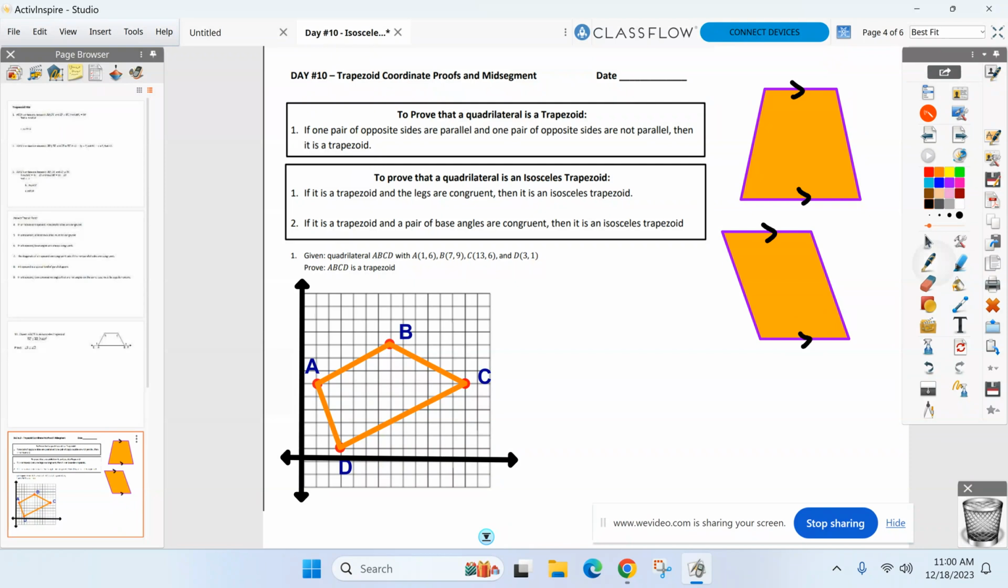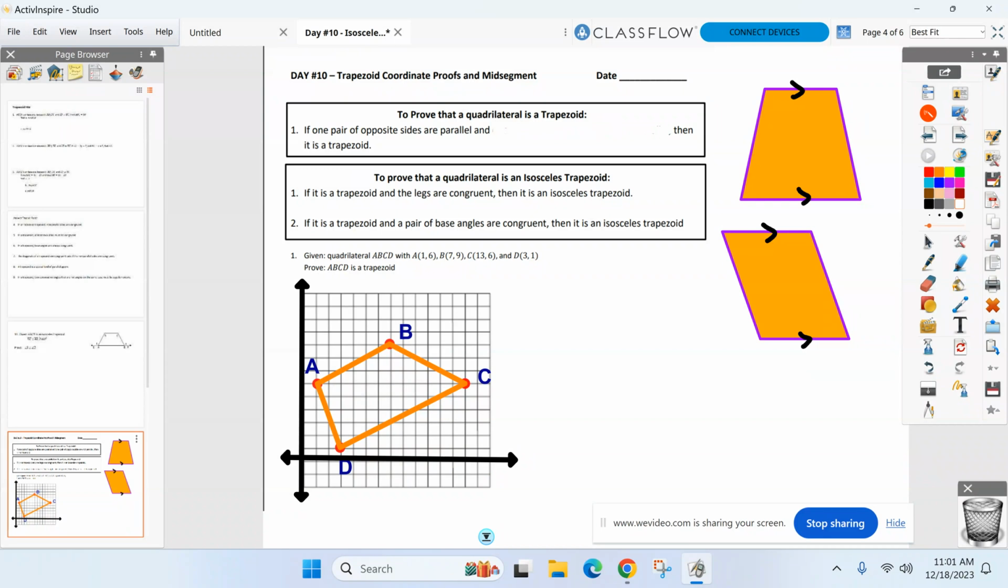So where it says what to do for a trapezoid, if one pair of opposite sides are parallel, you can get rid of that part right there. We do not need to show the other pair is not parallel. Could it still be a parallelogram? Yes, but that's okay because now the definition is a parallelogram is a trapezoid. So we can get rid of that, which is good news for us because that's one less thing we have to do, right?